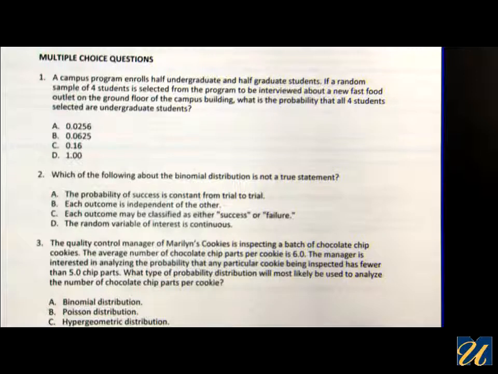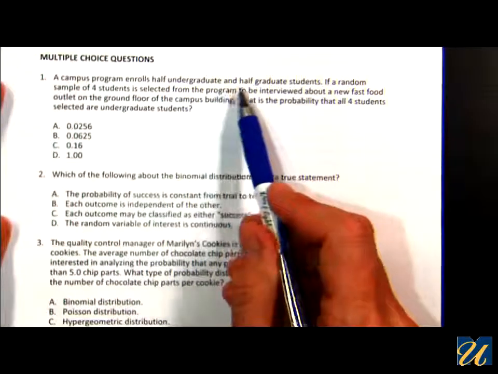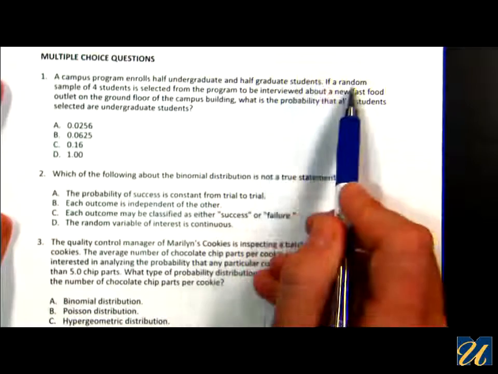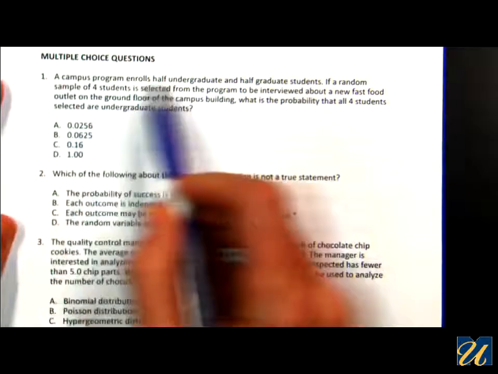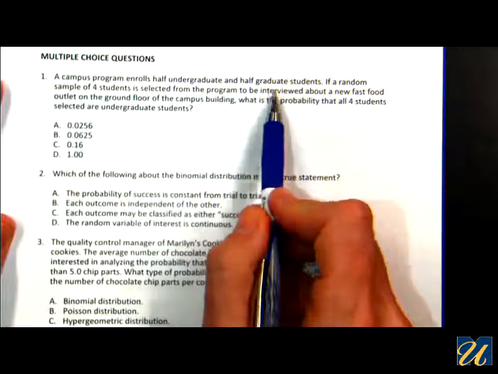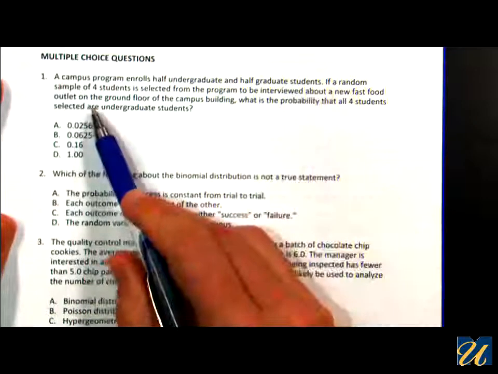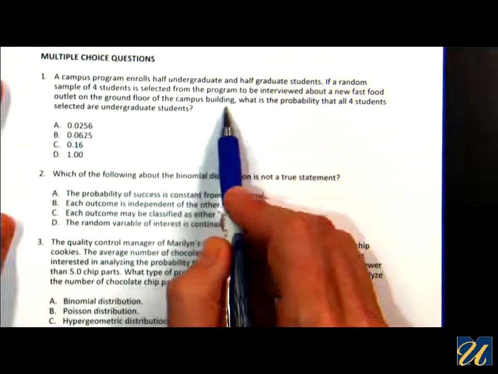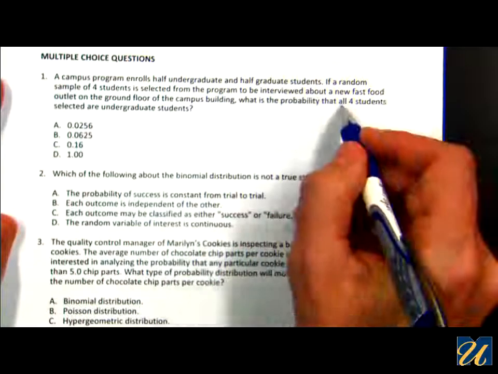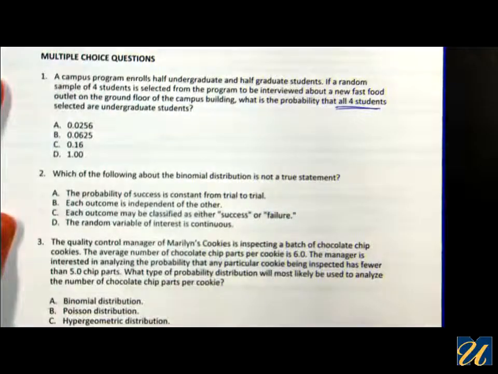So let's go ahead and look at the exercises for chapter 5. Let's start with the multiple choice questions. A campus program enrolls half undergrad and half graduate students. If a random sample of 4 students is selected from the program to be interviewed about a new fast food outlet on the ground floor of the campus building, what is the probability that all 4 students selected are undergraduate students?